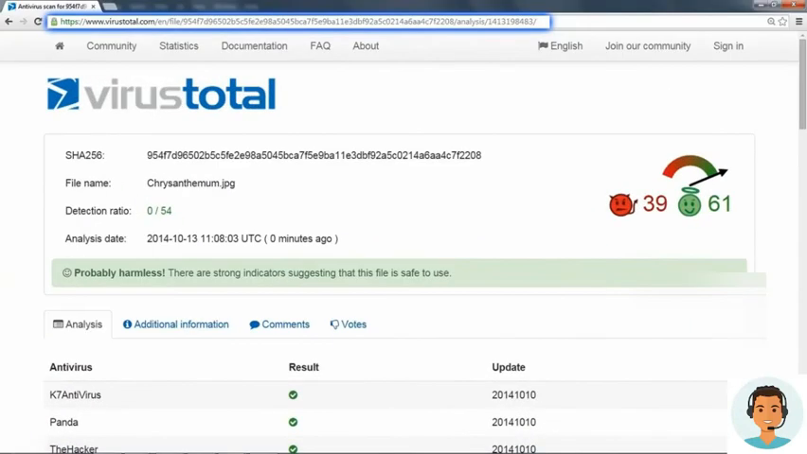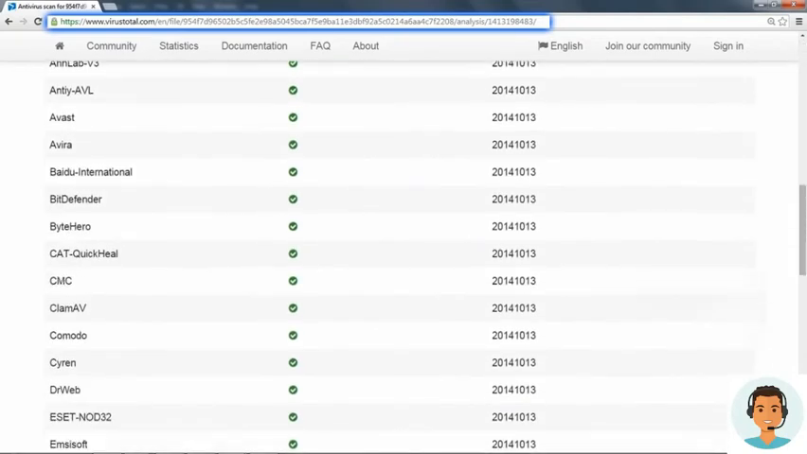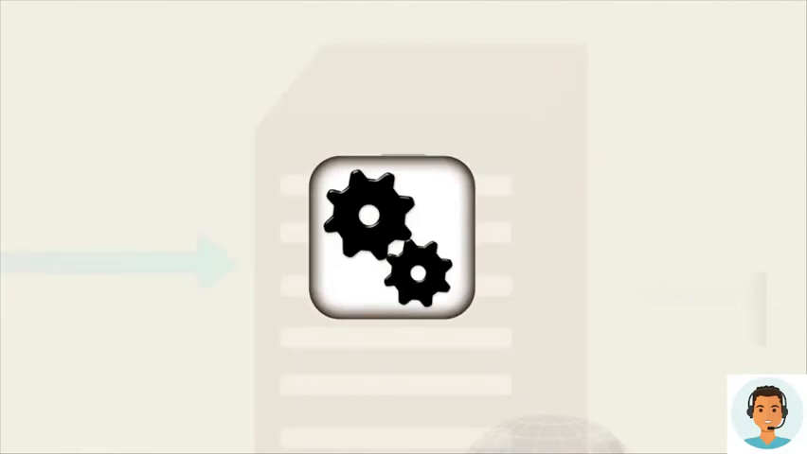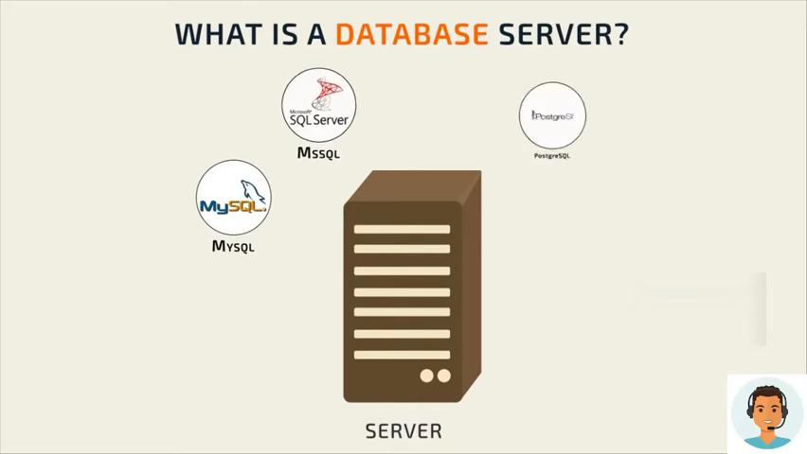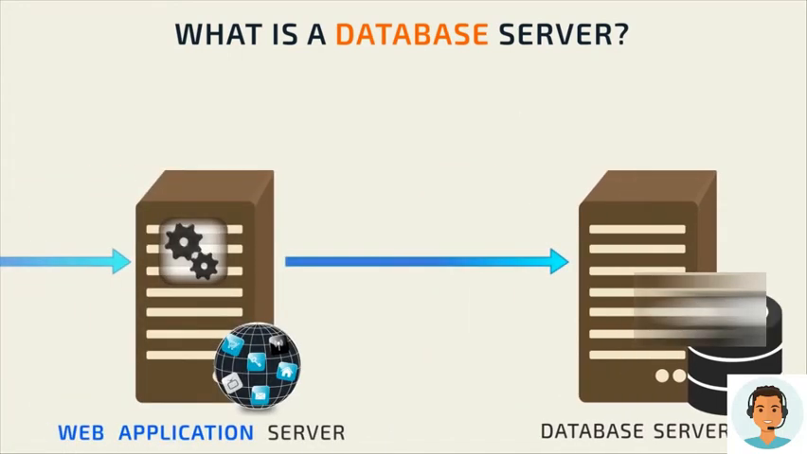Consider an example, www.virustotal.com. This website fetches services from various antivirus web applications such as Bitdefender, Avira, Avast, etc. in order to give a consolidated report. What is a database server? Software such as MySQL, MSSQL, PostgreSQL, etc. that provides database services to other programs like web applications and web services is called a database server.